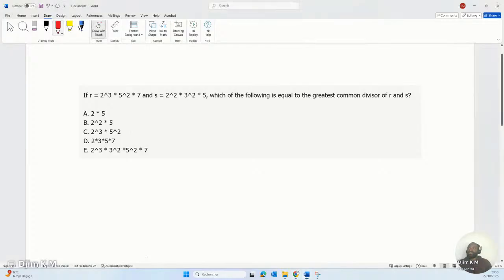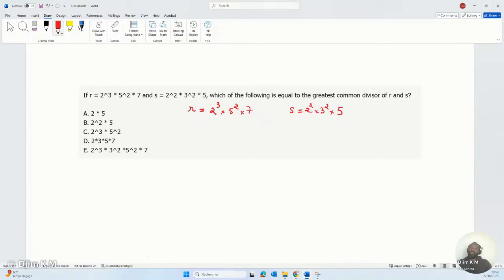If R is 2 to the power 3 times 5 to the power 2 times 7, and then we have S, which is equal to 2 to the power 2 times 3 to the power 2 times 5. Which of the following is equal to the greatest common divisor of R and S?